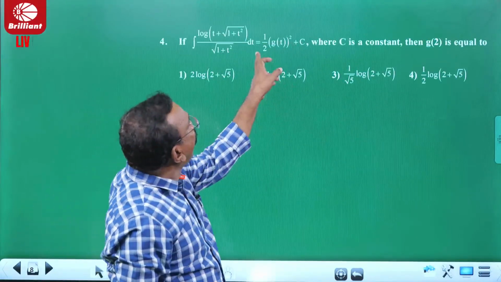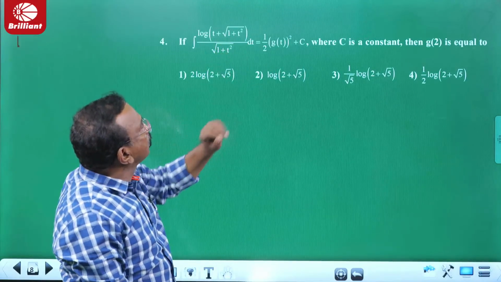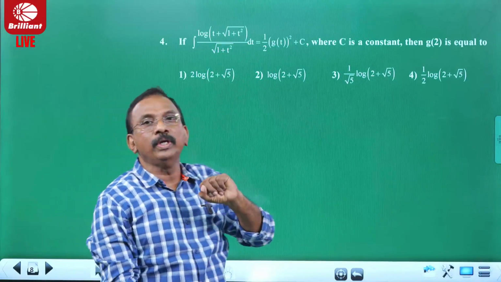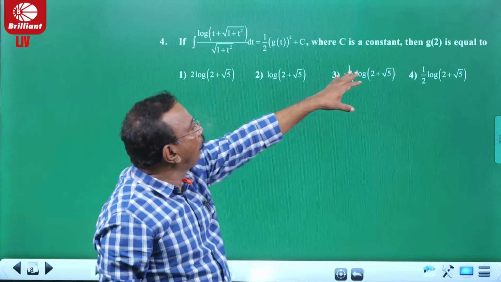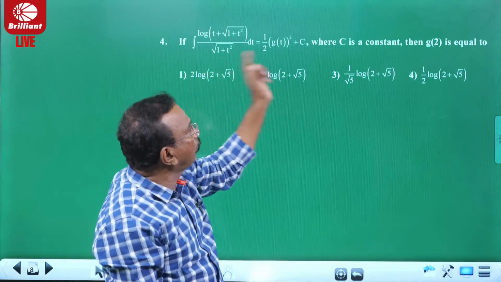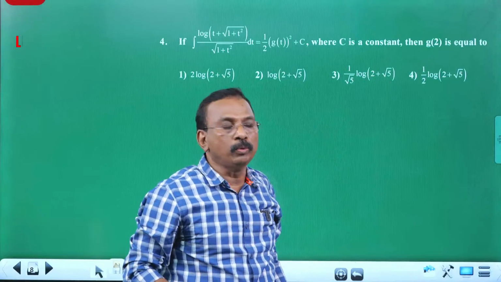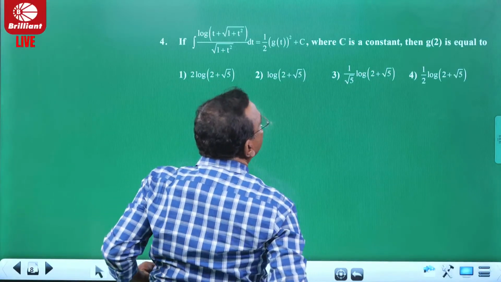You can see what about the value for this log of t plus root 1 plus t square by 1 plus t square into dt, it is 1 by 2 into g of t square. Then that expression can be identified by differentiating both sides, and you can observe what g of t is. And after finding the g of t, we can put 2 in it. Okay.